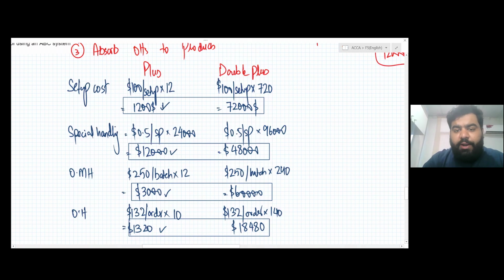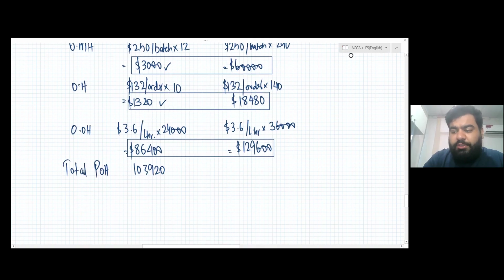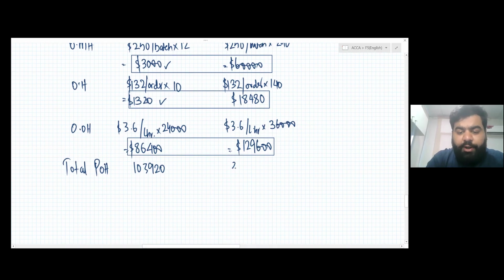Now for double plus, it's 72,000 plus 48,000 plus 60,000 plus 18,480 plus 129,600. It's 328,080. These are the final total production overheads that we have calculated, and just now we divide by units.